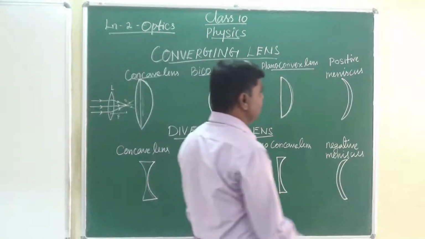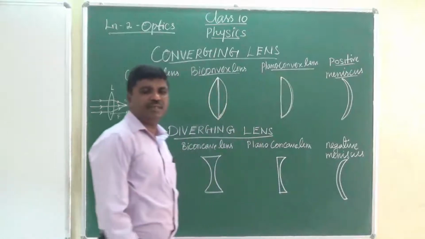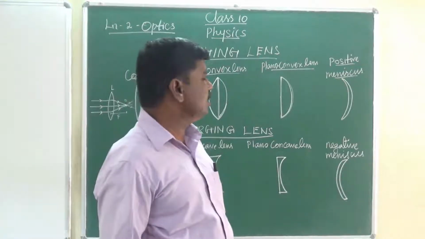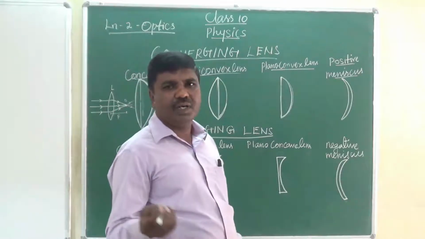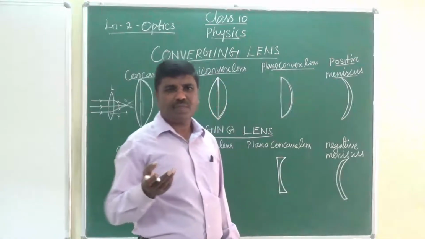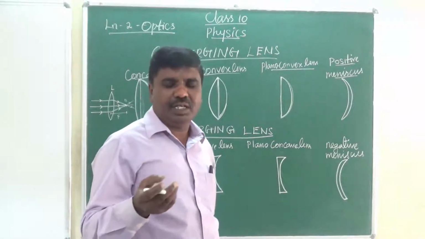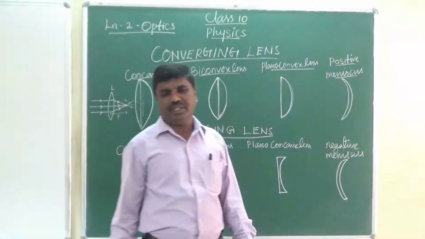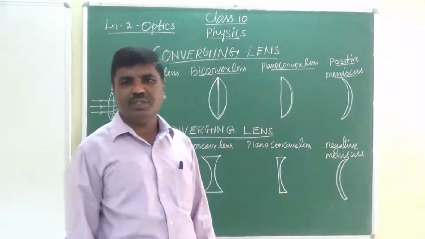Okay. Another one, most important, the positive meniscus. Okay. It is nothing but the positive meniscus lens. So where is this positive meniscus lens used? They use it mostly for contact lenses, for eyesight, whether it may be long sight or short sight. So for many purposes, for contact lenses, they use this positive meniscus. It is a convex lens.